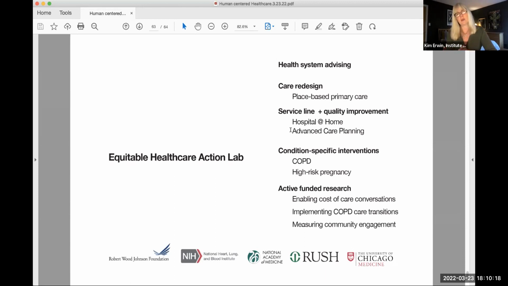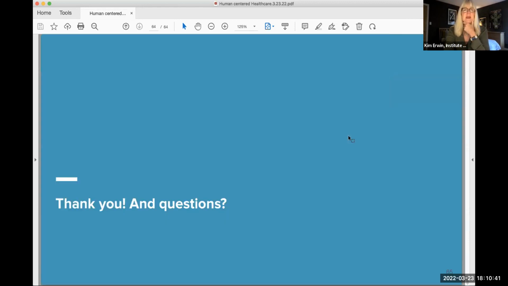And we're also going to be working on advanced care planning and incorporating that as a normal behavioral component of getting care at University of Chicago. It's increasing everywhere, but U of C is the ones that are asking us for help. We do condition-specific interventions. And then, as I mentioned, we have a number of actively funded research projects. And that is it. I am happy to take questions.